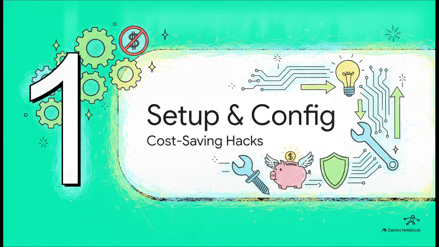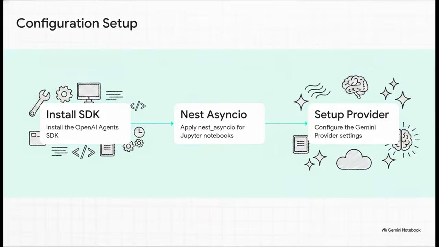All right, starting off with Section 1, Setup and Cost-Saving Configuration. To lay the groundwork here, we're going to follow 3 primary steps. First up, we just install the open-source OpenAI Agents SDK. Easy enough. Now, step 2 is actually really interesting. Because we're using Jupyter Notebooks for the build environment, we need to apply a library called Nest Asyncio. That basically just allows our asynchronous Python functions to run smoothly right inside the notebook.